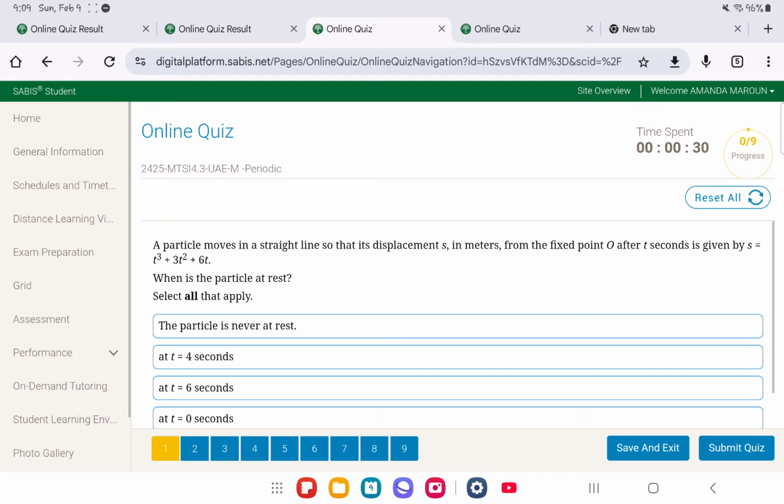A particle moves in a straight line so that its displacement s in meters from the fixed point O after t seconds is given by s equals t^3 plus 3t^2 plus 6t. When is the particle at rest? What we should know is that a particle is only at rest when its velocity is equal to 0. Now, how do we find the velocity if we are given its displacement?